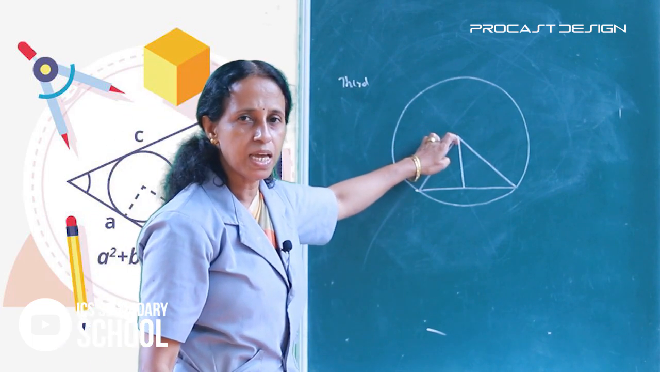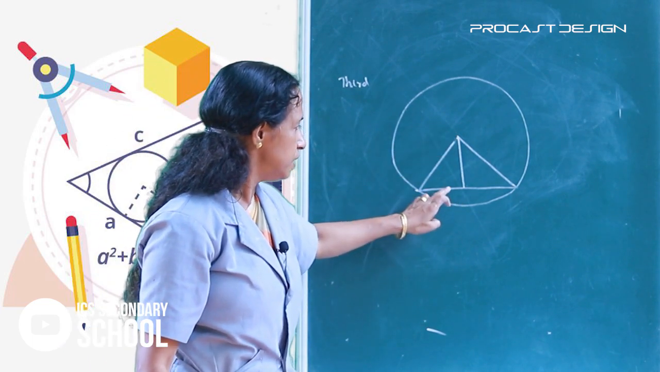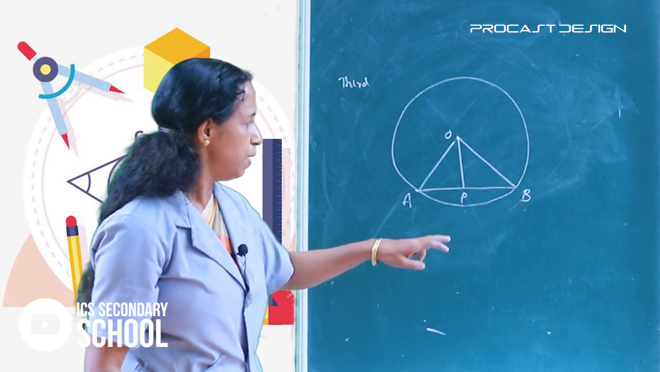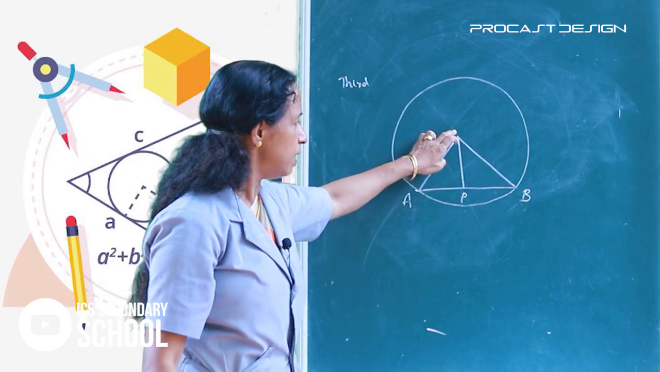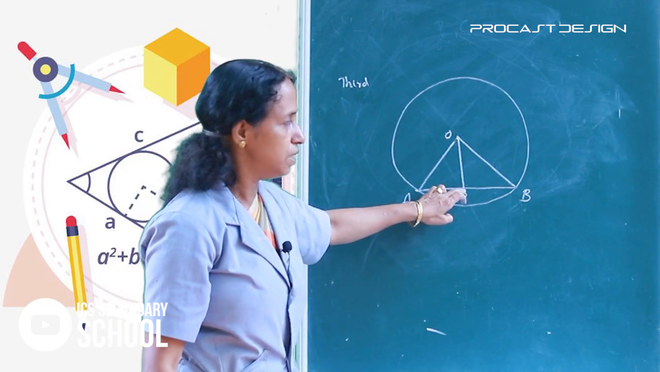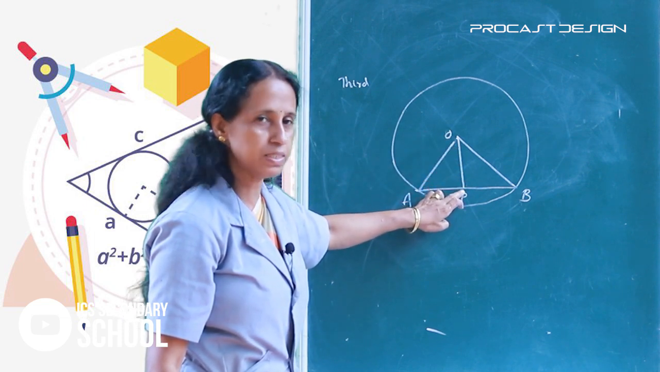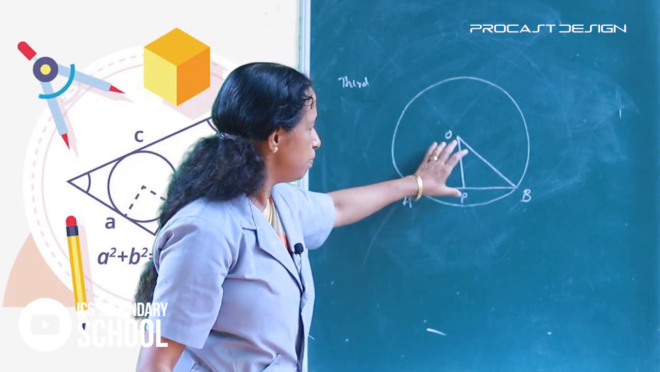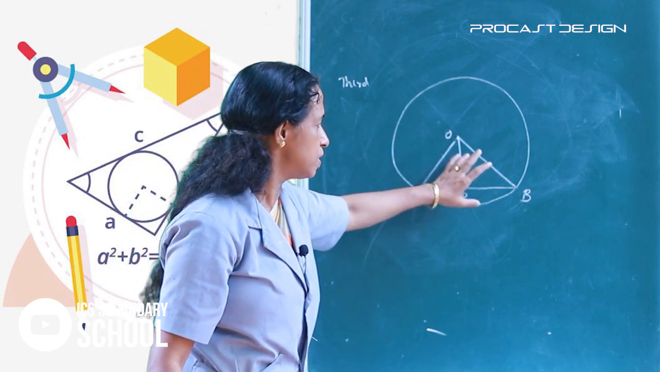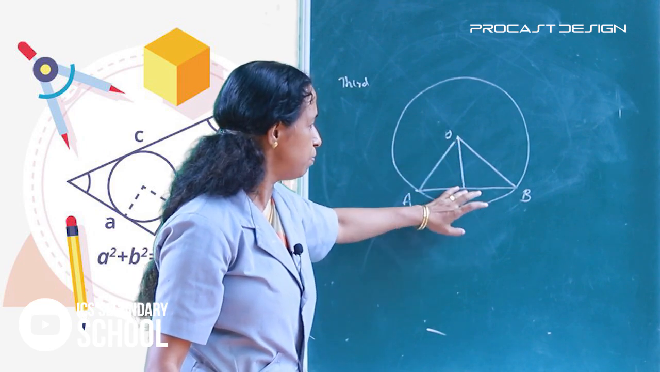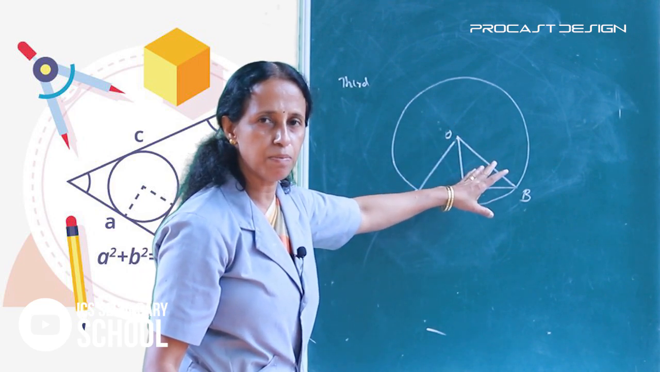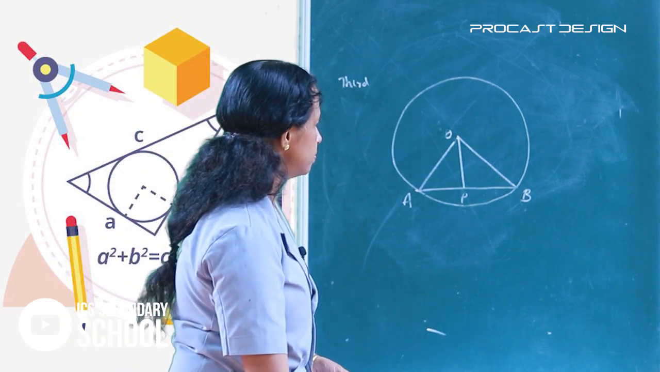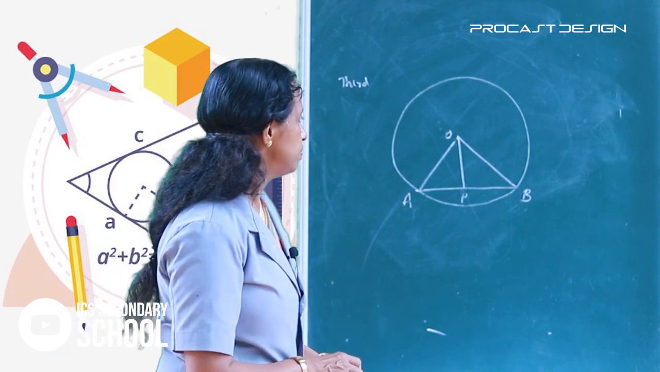Here A and B are the ends of the base, and P is the midpoint of the base. The line joining the third vertex and the midpoint of the base is the perpendicular bisector of the base.